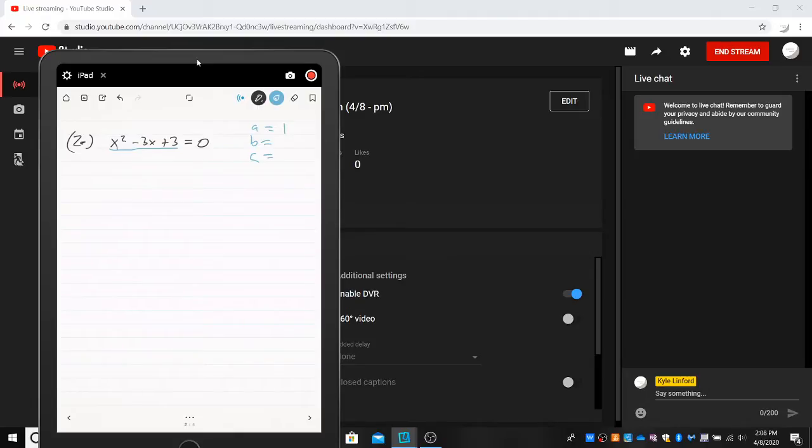A is 1, B is negative 3, and C is 3. So let's go ahead and plug it into our formula. We get x is equal to negative b, so I have negative 3 plus or minus the square root of b squared, so negative 3 squared, minus 4 times a times c, all over 2 times a.